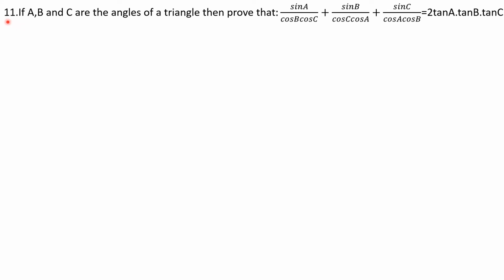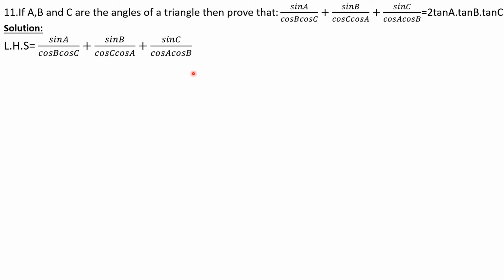Now question number 11. If A, B and C are the angles of a triangle, then prove that sin A over (cos B into cos C) plus sin B over (cos C into cos A) plus sin C over (cos A into cos B) is equal to 2 tan A into tan B into tan C. So solution, left hand side.